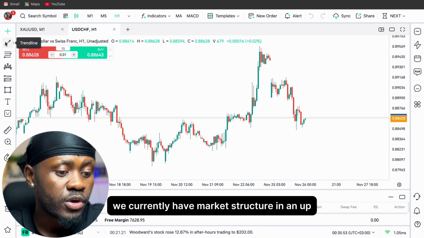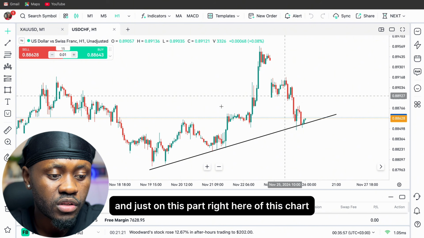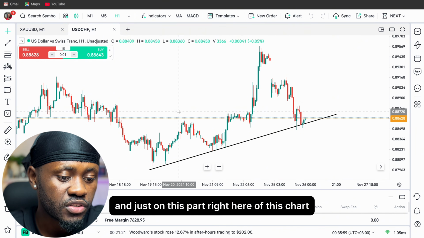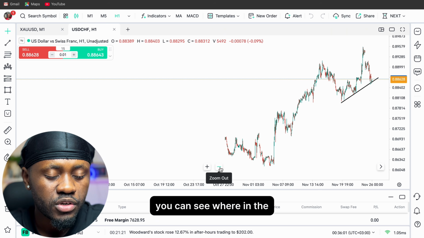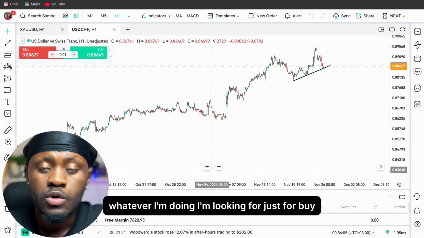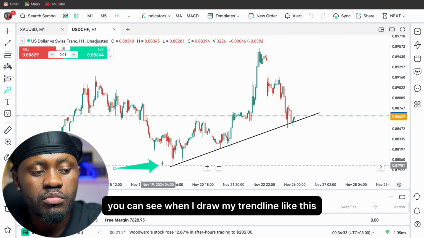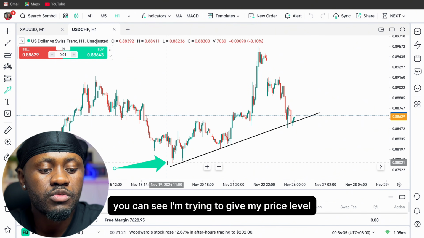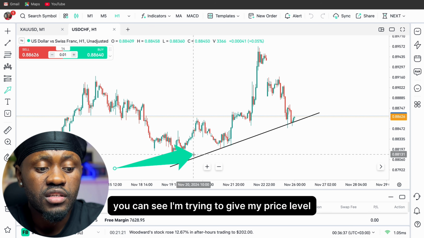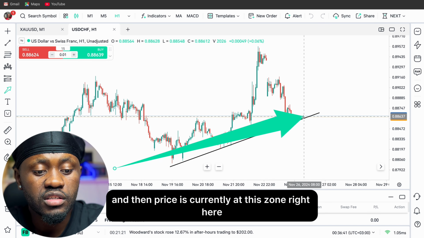So we currently have market structure in an uptrend, and not just on this part right here of this chart. When I zoom out like this, you can see we're in an extreme uptrend market, as you can see right there. So whatever I'm doing, I'm looking for just buys. When I draw my trend line like this, you can see price has bounced off here 1 time, 2 times, and then price is currently at this zone right here.